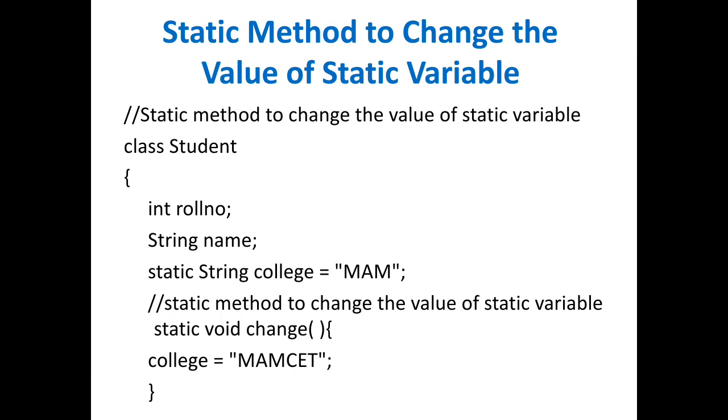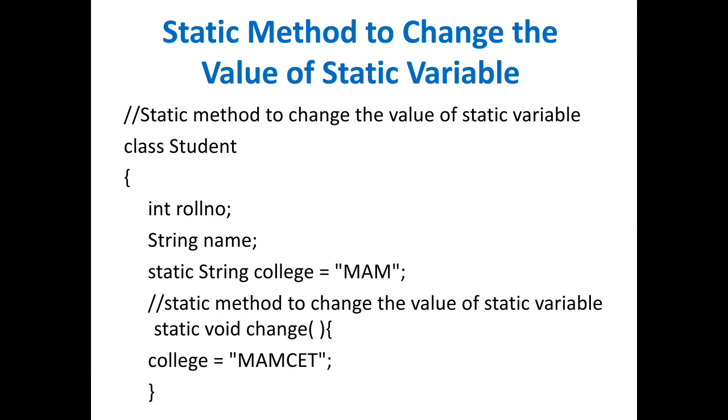Then we have static method to change the value of static variable. So here we have the class student. Inside the class we have roll number as integer variable. Then we are declaring name as string data type variable. Then initially the variable college is assigned as MAM. So this college is the string of static type.